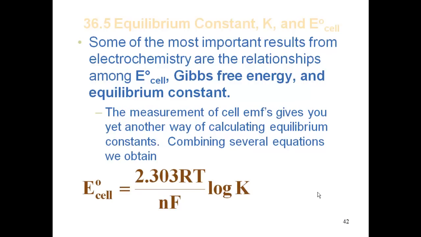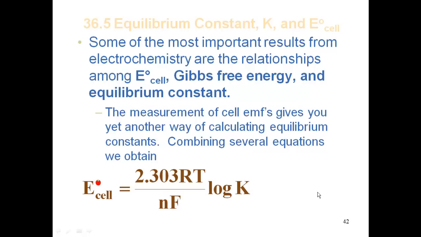E of your cell, meaning your standard cell, since it has that superscript 0, meaning at 25 degrees C, is equal to 2.303 times R times T divided by N F times the log of K. The 2.303 comes from the conversion factor from natural log to log. R is your ideal gas constant. T is your temperature in Kelvin. And since we're talking about superscript 0, we're talking about standard potential.